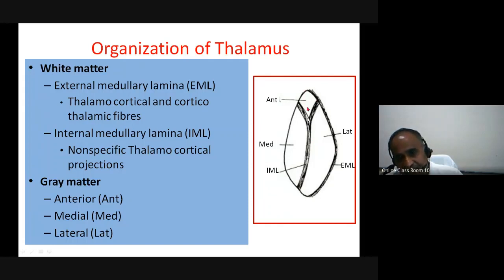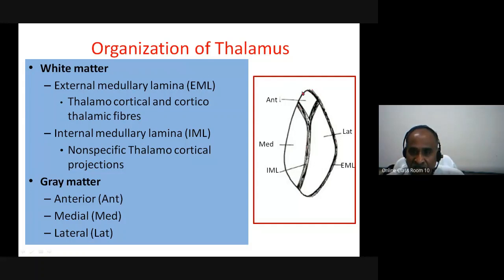This is the anterior gray matter, the medial gray matter or nucleus, and the lateral gray matter. On this side, especially on the lateral side, we have white matter. The dark one is the white matter, and this white matter forms the external medullary lamina, and this external medullary lamina receives the thalamocortical and corticothalamic fibers. Whatever fibers originate from these gray matter nuclei reach the cortex or their destinations through these fibers.